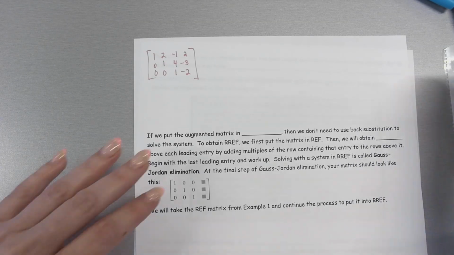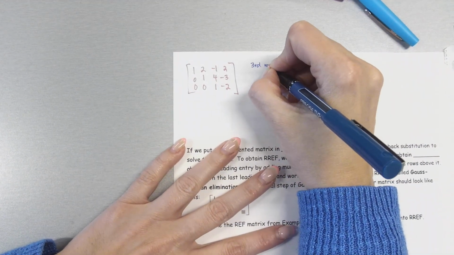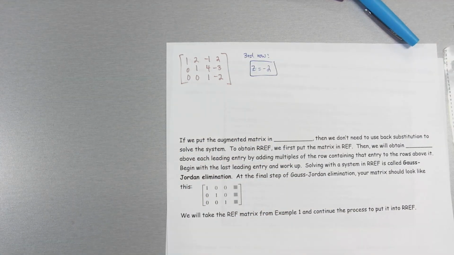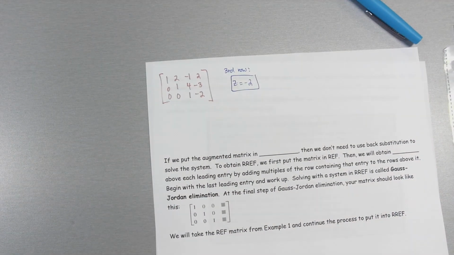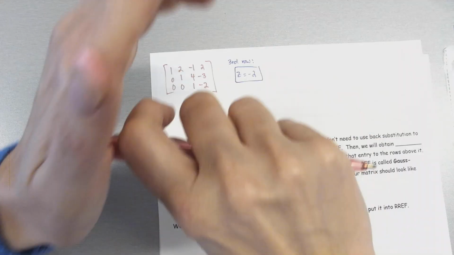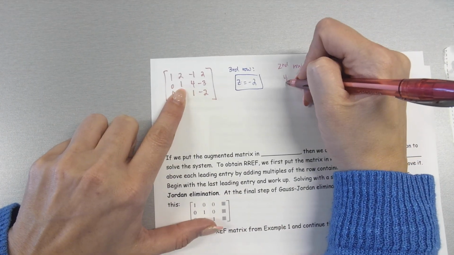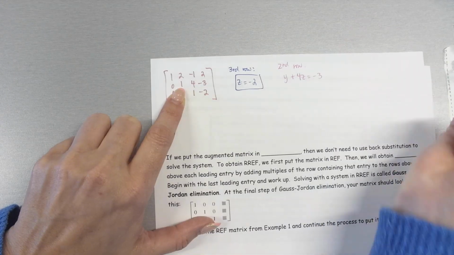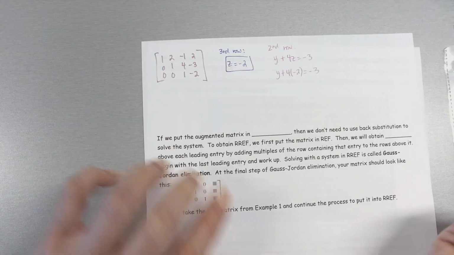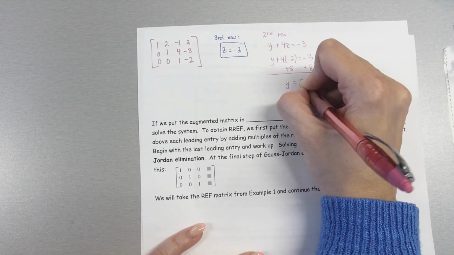All right, so the third row tells us that z is equal to -2. Okay, the second row is y plus 4z equals -3. So y plus 4 times -2 equals -3. Okay, so if this is -8, we're going to add 8 to both sides.